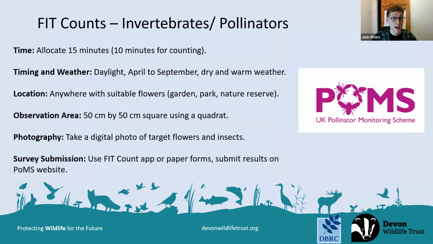Now, another one is a FIT count. These are an excellent and really easy survey to do, and they tend to gather data on pollinators and invertebrates. Essentially, all you do is create a half meter square of string, plonk it on top of a target plant, and then record every insect and pollinator that visits that plant within 10 minutes. So these can be done pretty much anywhere from fields, gardens, allotments, anywhere you think might be of interest.